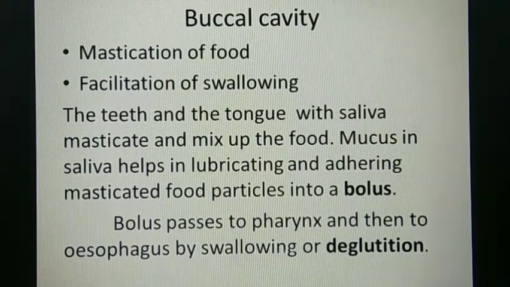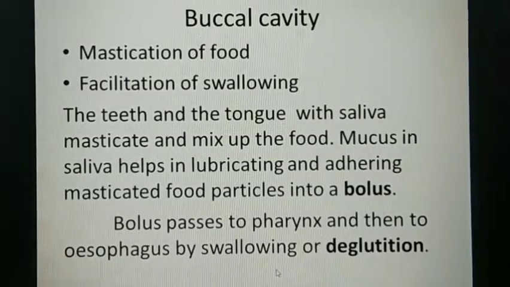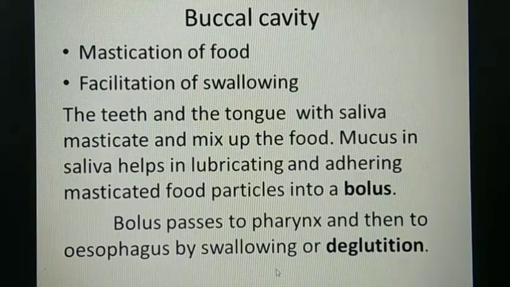there is a term for swallowing called deglutition. So by the process of deglutition or swallowing, this bolus is pushed into the pharynx. So this is done with the help of tongue. So in this way, food first changes to bolus, then it is pushed into the pharynx and the esophagus.